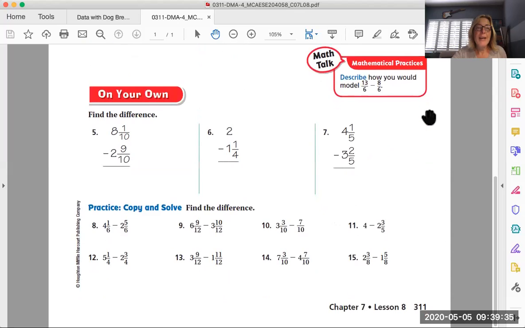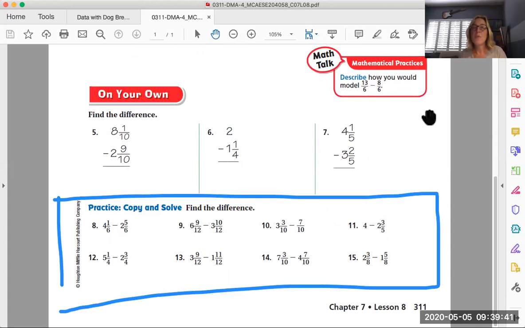As we go down, again, you can use whatever method you prefer. Now, when you get to the bottom, there is not enough room to work these problems out, so please do these on paper, okay, because I want you to have enough room.